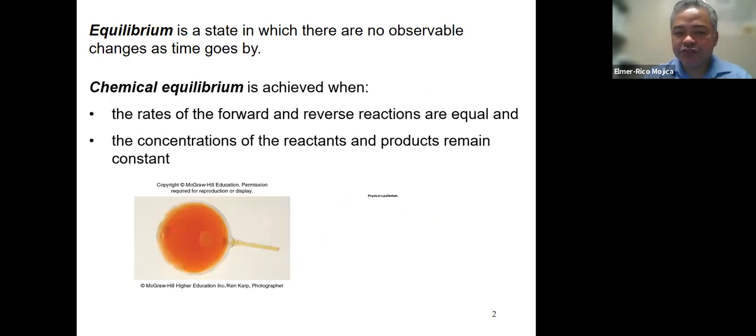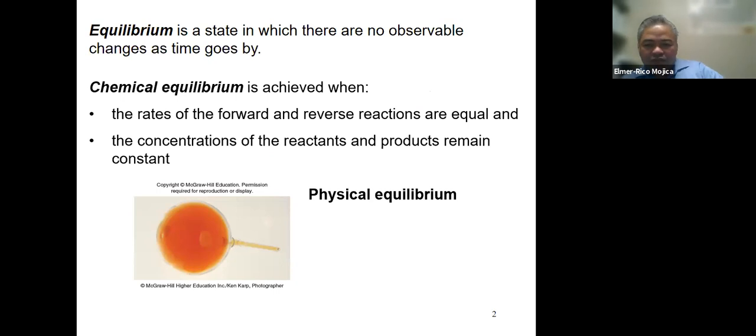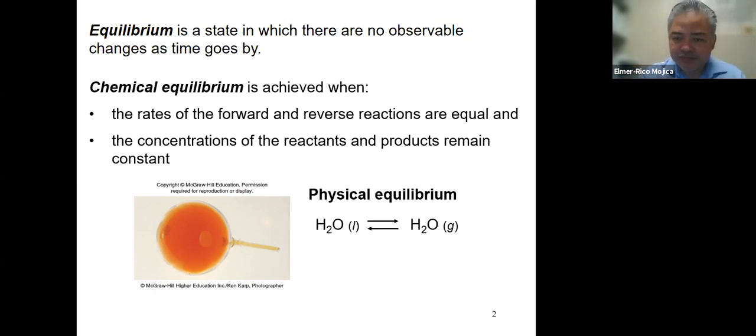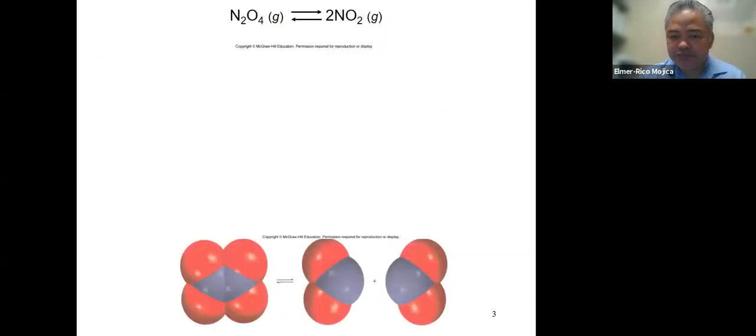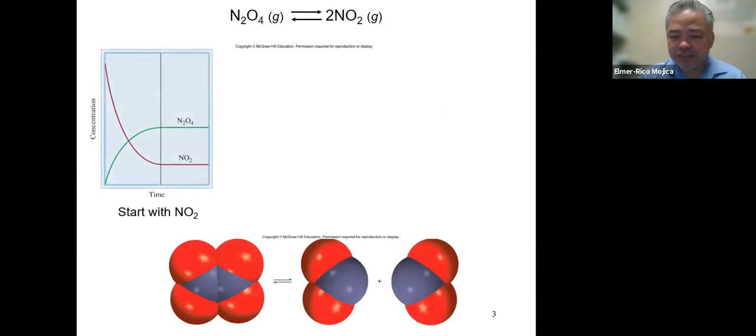So as I have told you, there are two conditions that are usually met for a chemical equilibrium to be established. First is the forward and the reverse reactions are equal. And the other thing is once you reach the equilibrium concentration, the reactants and the products concentrations should remain the same. And we have discussed some specific examples of this, like this one.